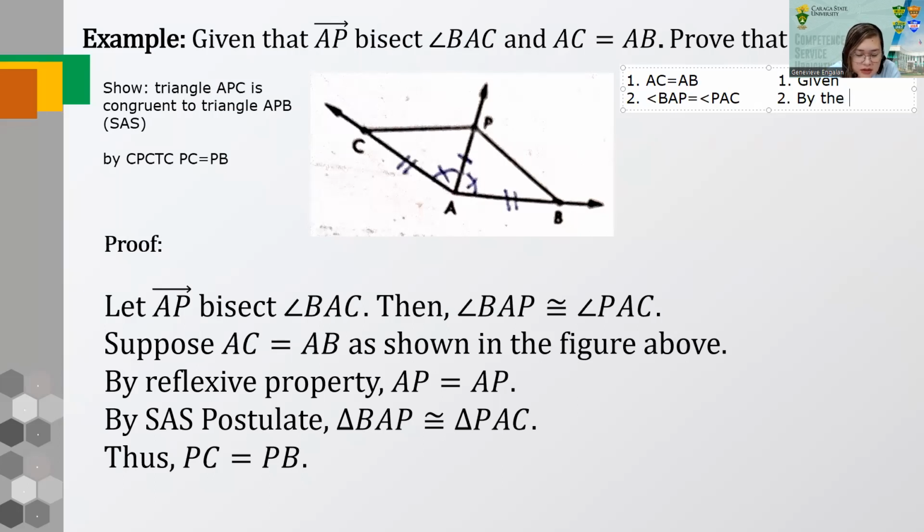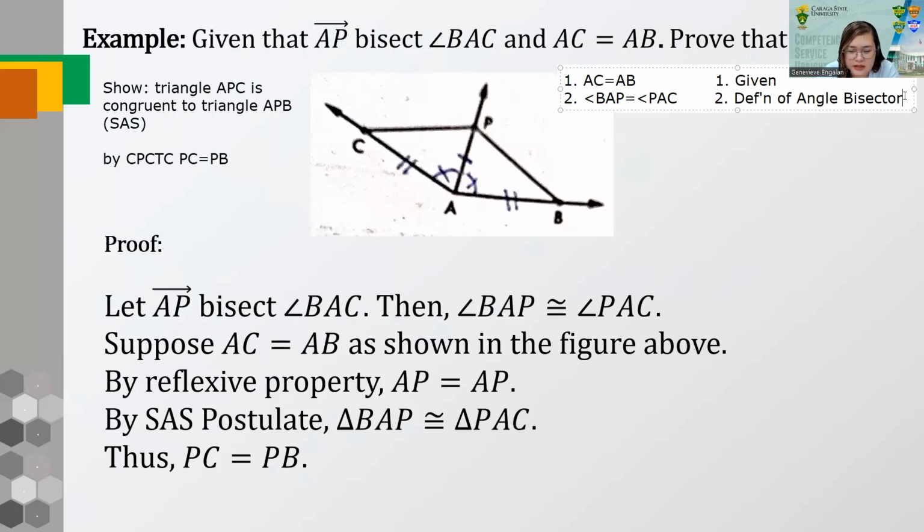So definition of angle bisector. Next, side-angle-side, so another side. AP is equal to AP by the reflexive property.